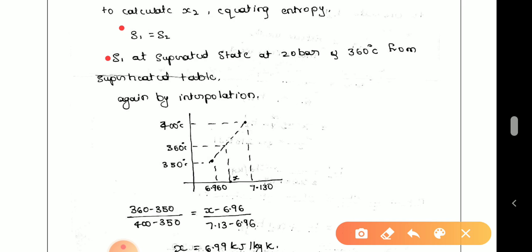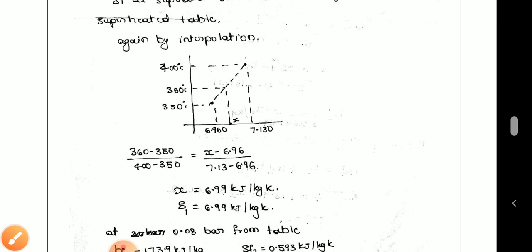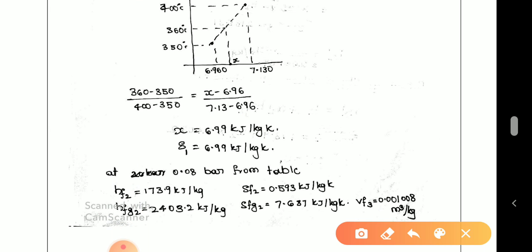Again we have to use the interpolation method, because in the superheated entropy table there is only 350 degrees Celsius, what is the entropy? Note down the entropy value. And at 400 degrees Celsius, what is the entropy value? Note it down. By the interpolation method we can get it for 360 degrees Celsius. Substituting the values here, we can get X, which is the entropy at 360 degrees Celsius, that is 6.99 kilojoule per kg Kelvin.